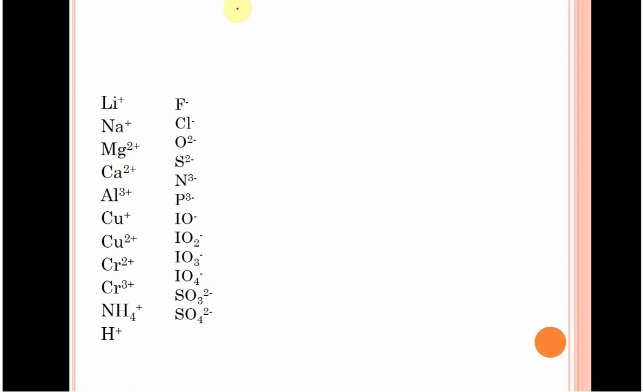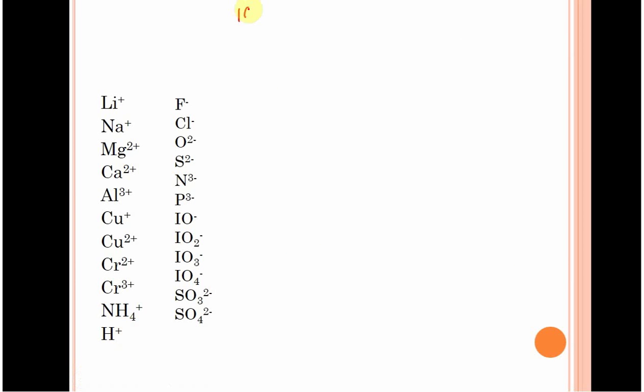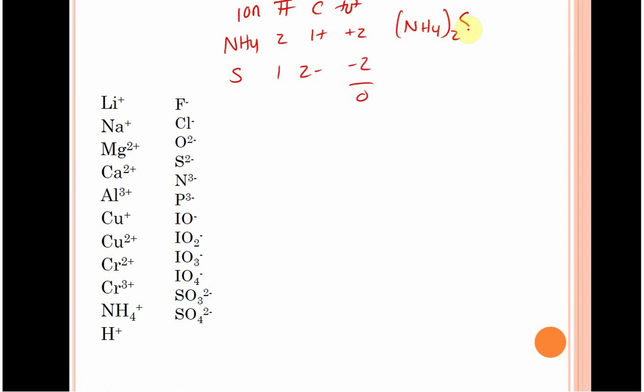Now, for ammonium with sulfur, ion, number, charge, and total. NH4 and S, plus 1, 2 minus. We're going to need 2 here, 1 here to get to that lowest common denominator of 2. So this is (NH4)2S for ammonium sulfide.